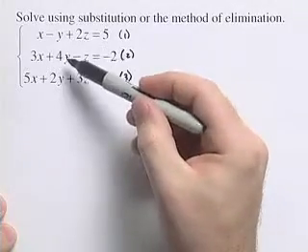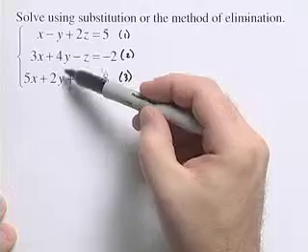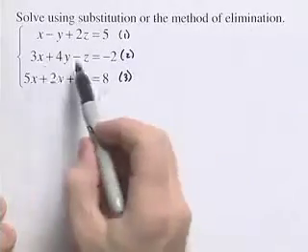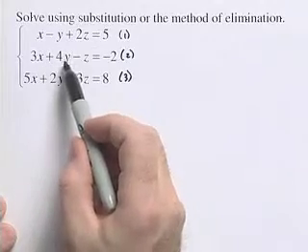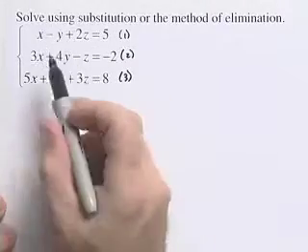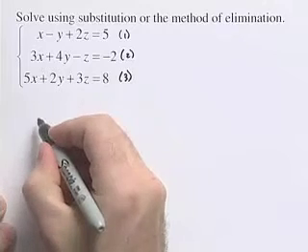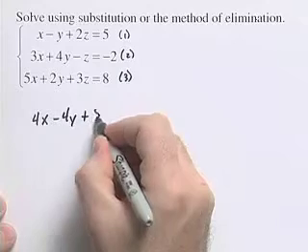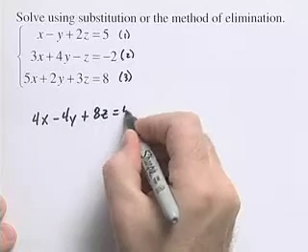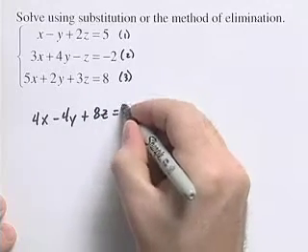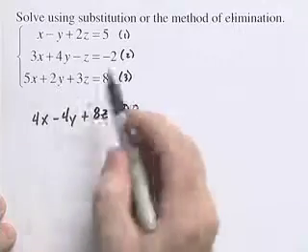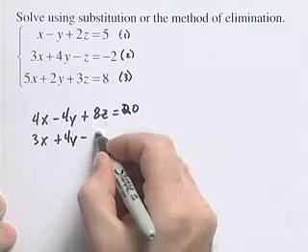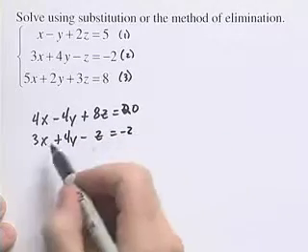First thing we want to do is eliminate the variable y from the second and third equations. We're going to use our first equation to do that. To eliminate the variable y from the second equation, we're going to first multiply equation 1 by 4. So we'll have 4x minus 4y plus 8z equals 20. We're going to rewrite our second equation here, 3x plus 4y minus z equals negative 2.